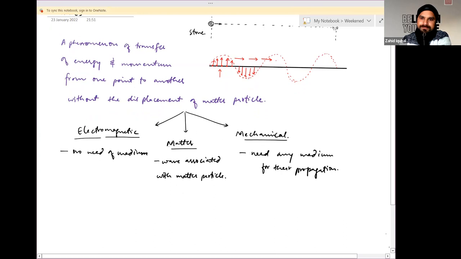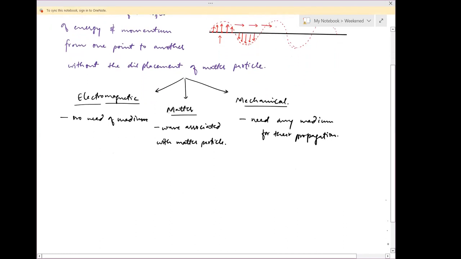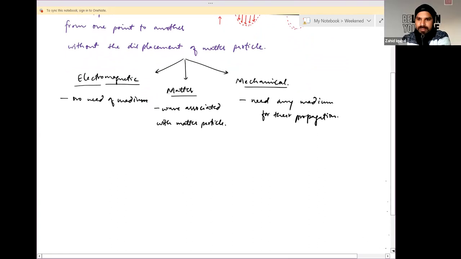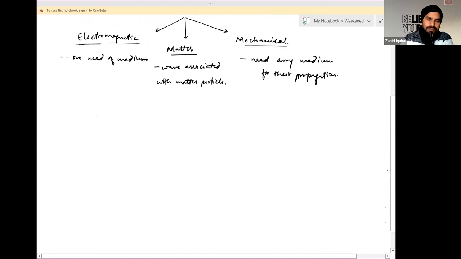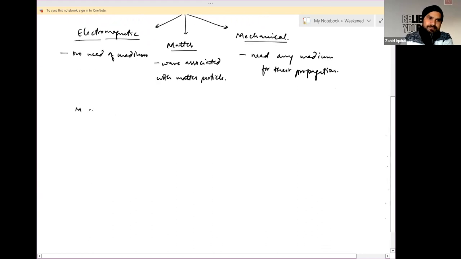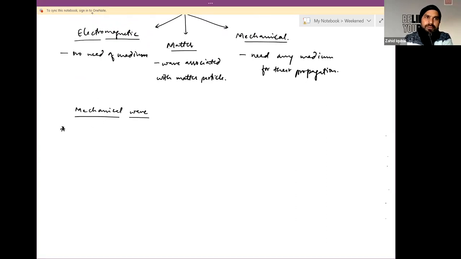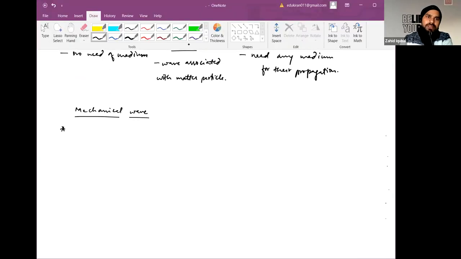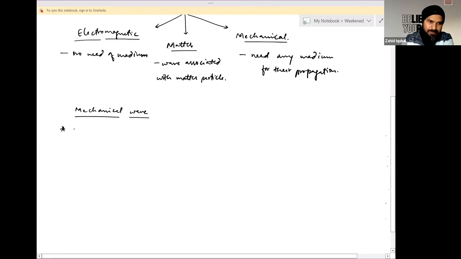Done? Yes. Okay. So in this chapter, we have to mainly define mechanical wave. So the first question will be, what will be the property of a medium for propagation of mechanical wave? There should be some special property related to that medium.